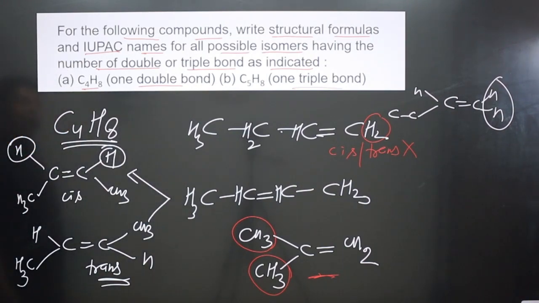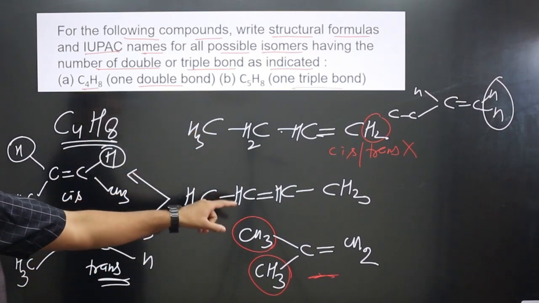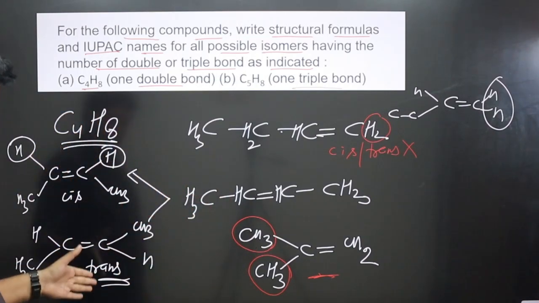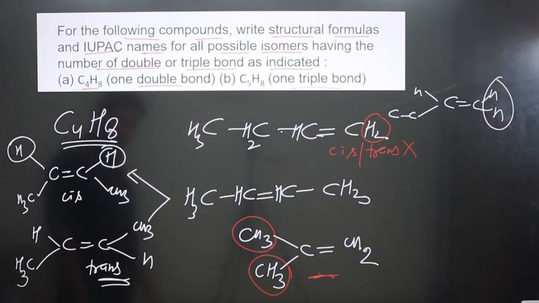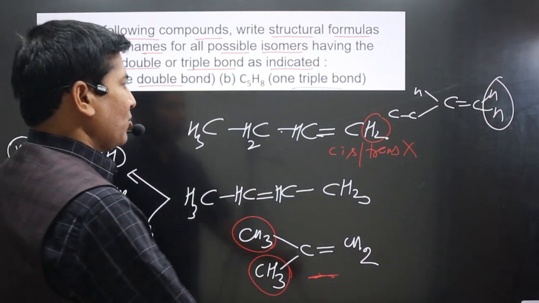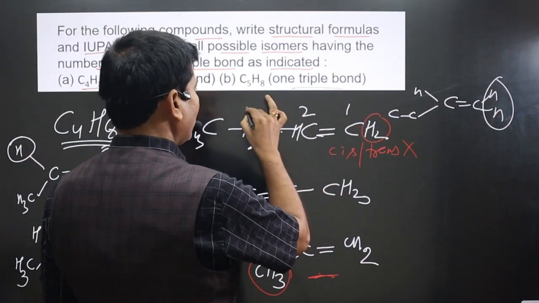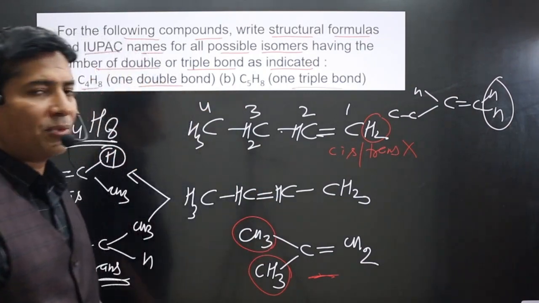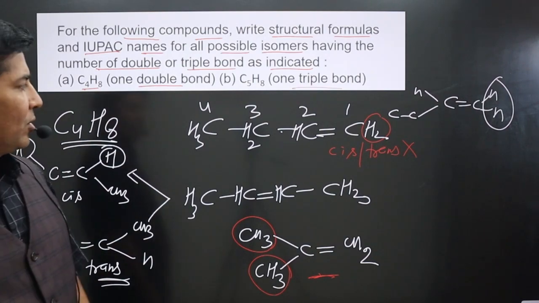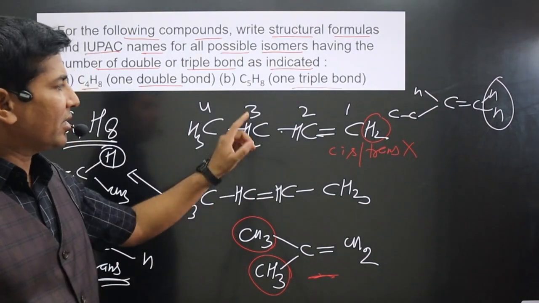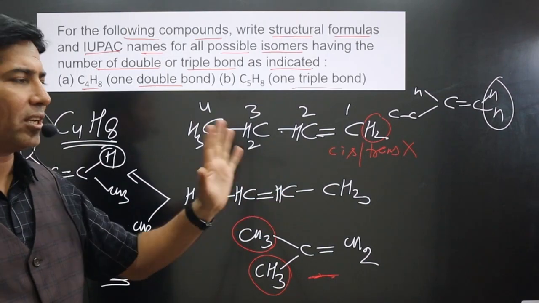The IUPAC name also we have to write. The structural formula is ready. Possible number of structures we are getting: 1, 2, 3. If you consider cis and trans, then these two structures we have: this is the cis form, this is the trans form. For naming, numbering you have to do from the side where the double bond gets the lowest number: 1, 2, 3 and 4. How many carbons are there? Four carbons, so we can say but-1-ene, or butene also we can mention.